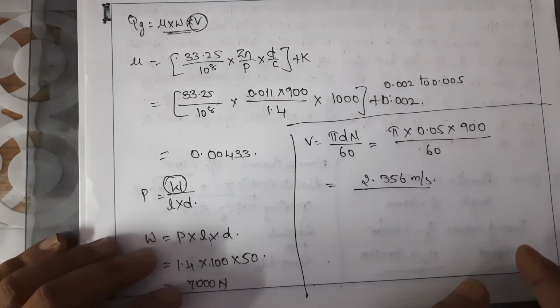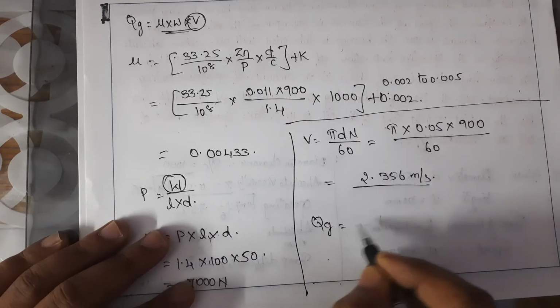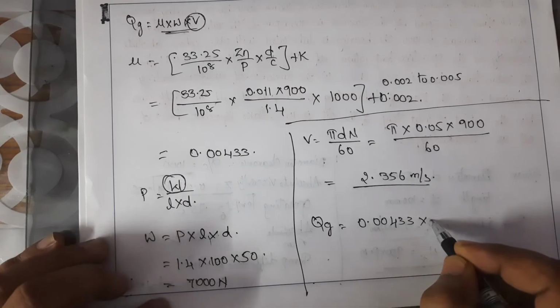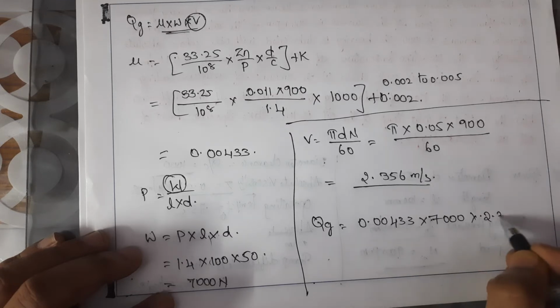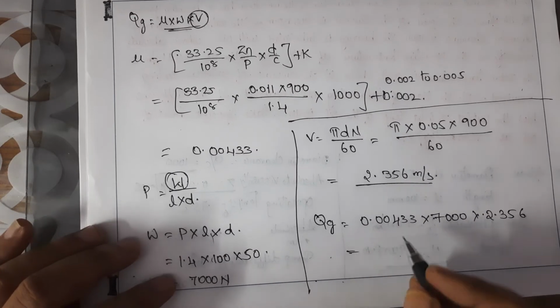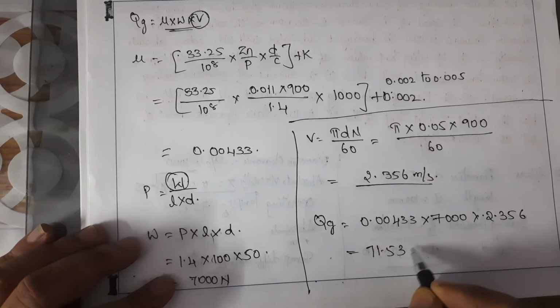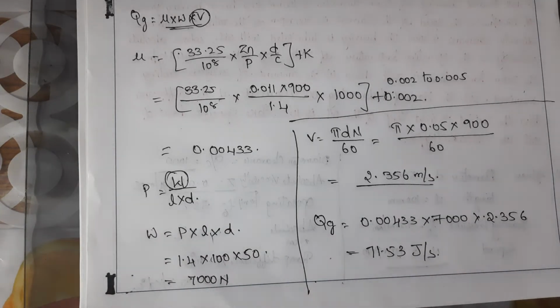The next thing that we have to do is calculate the heat generated. The Qg is equal to 0.00433 into load value 7000 into V value 2.356. After calculating the Qg value I have got 71.53 joules per second. Just check it once with your calcs whether the answer that I have got is the same as yours. If not, we will check the answer.